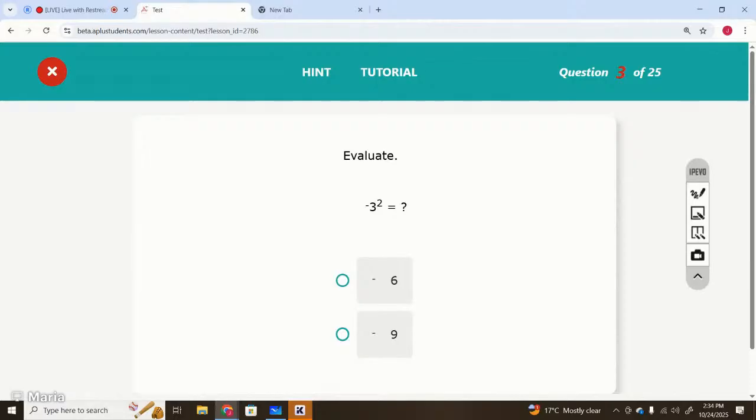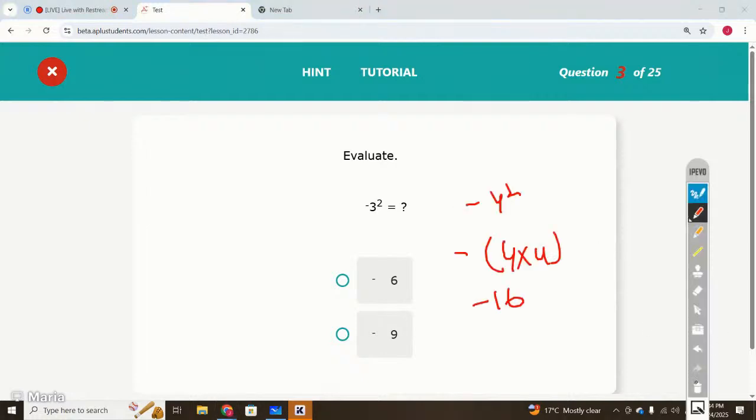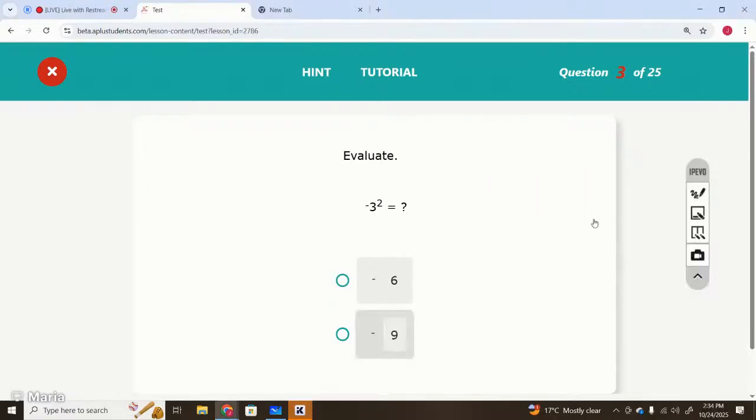Evaluate negative 3 square. So you have to do a negative sign and then 3 times 3. Negative 9 it is. Option number 2 is the correct option. That is negative 9.